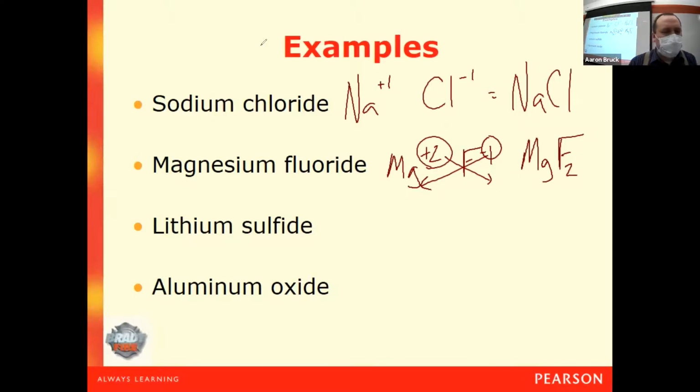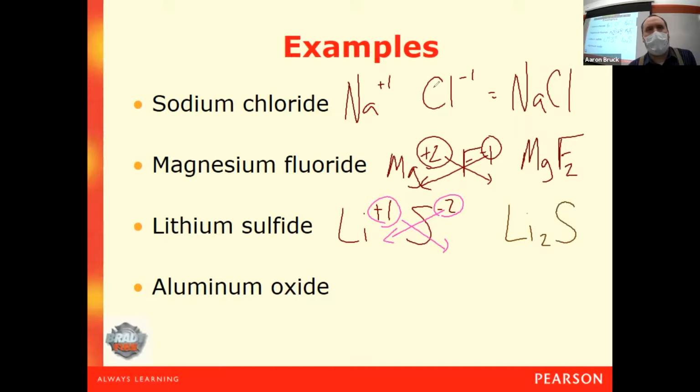This works in the opposite direction as well. Lithium sulfide. Lithium has a +1 charge because it is an alkali metal. Sulfur is a chalcogen, so it's got a -2 charge. Once again, we do not have a balance of charge, so we need to do the crisscross. The net result is I've got lithium with a 2 and sulfur with a 1. Li2S is the correct formula for lithium sulfide.